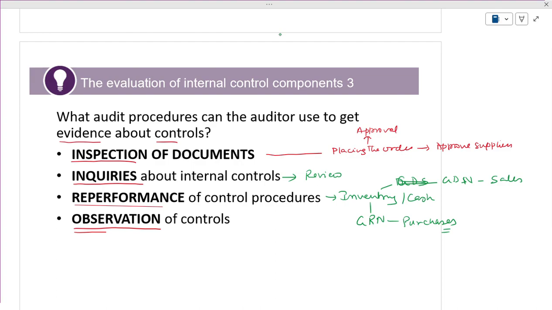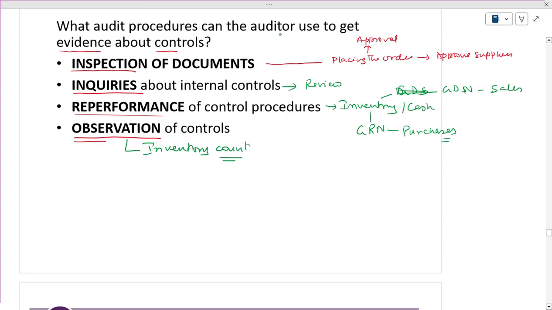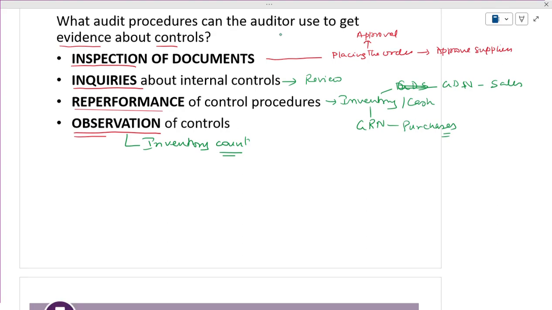Observations means what? Whenever there is an inventory count, these are the things you will come across. Whenever there is an inventory count, what will you observe? Whether the inventory count is done as per the instructions given. Inventory count instructions will be there. As per the instructions, the inventory count is taking place or not. You will observe the process.